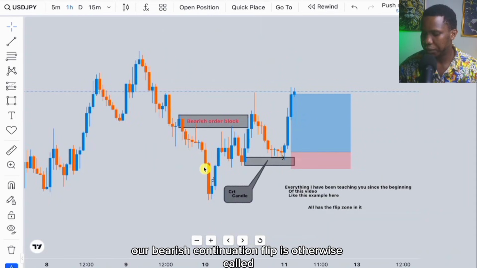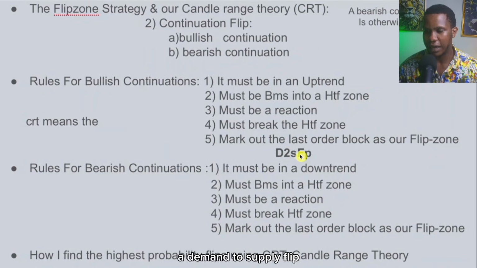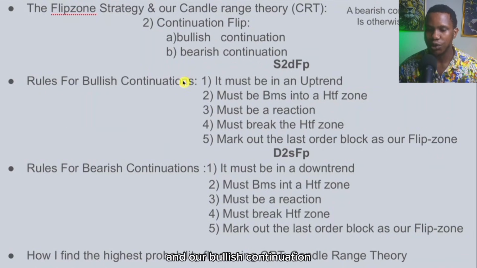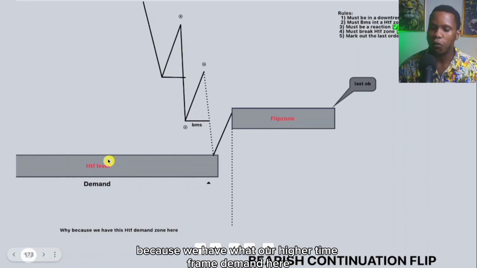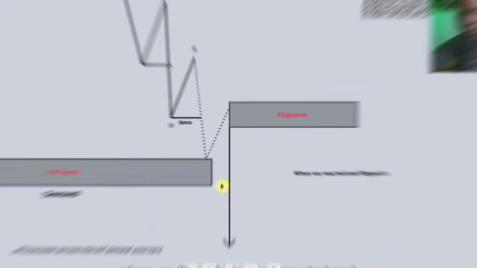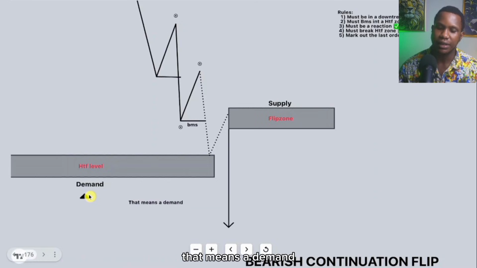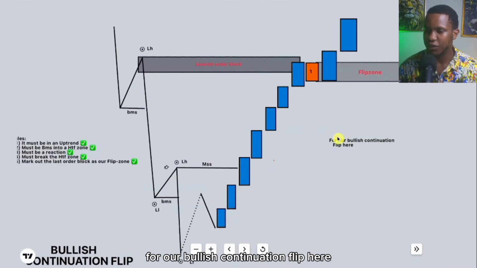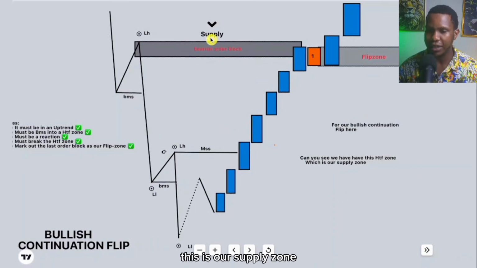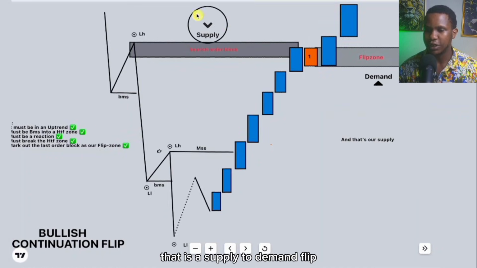So our bearish continuation flip is otherwise called a demand to supply flip, and our bullish continuation flip is otherwise called a supply to demand flip. Why? Because we have our higher time frame demand here. When we reacted and flipped it, here becomes our supply. That means a demand to supply flip. For our bullish continuation flip here, this is our supply zone, and when we flipped it, here became our demand. That is a supply to demand flip.